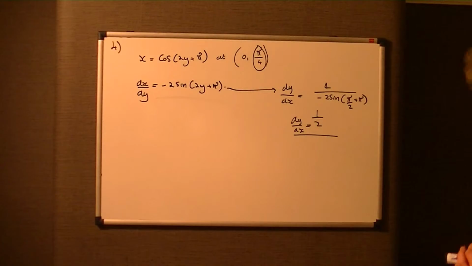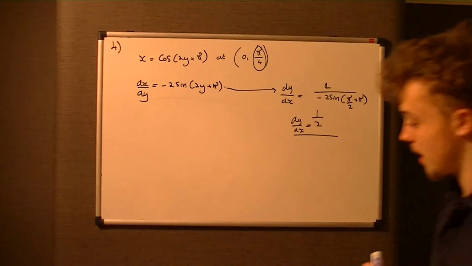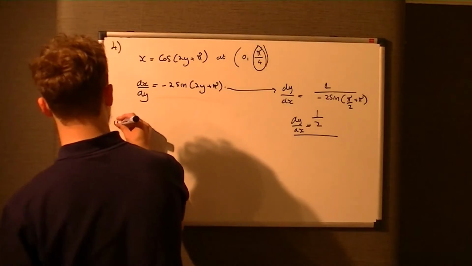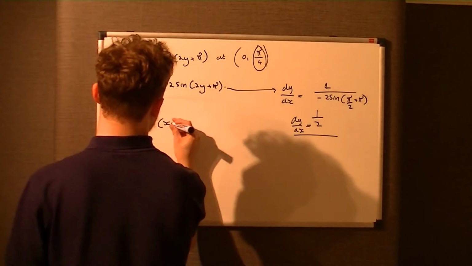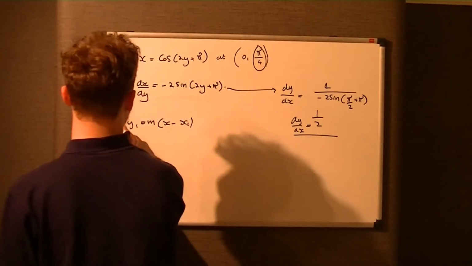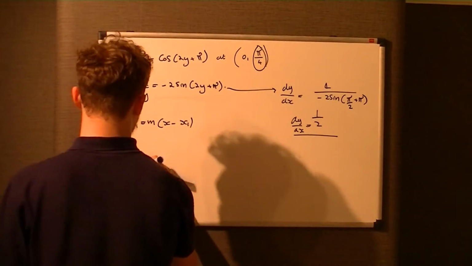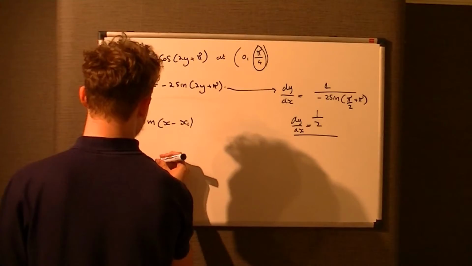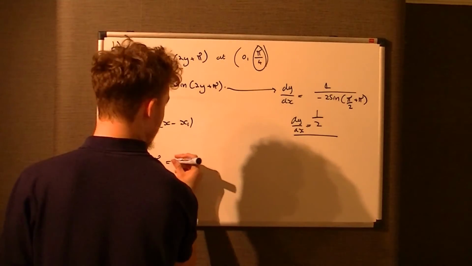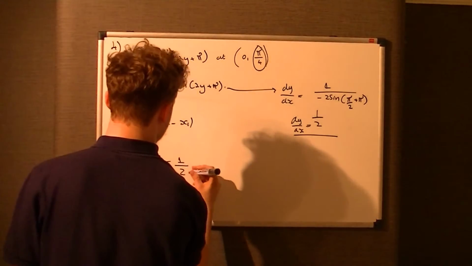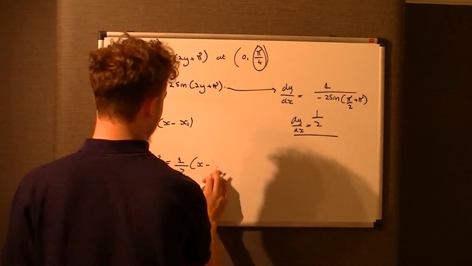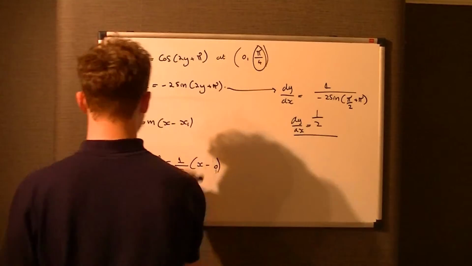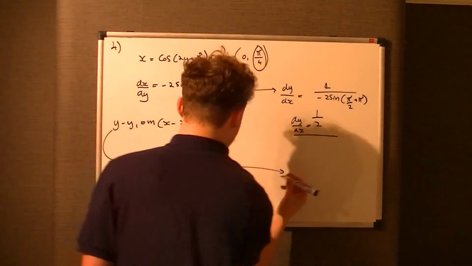Now you know your x coordinate is 0, your y coordinate is pi on 4. So all we do now is y take y1 is equal to m brackets x take x1, and sub in what we know. So y1 is pi on 4, equal to the gradient, which is a half, brackets x take x1. Now x1 being 0, you can just write x take 0.